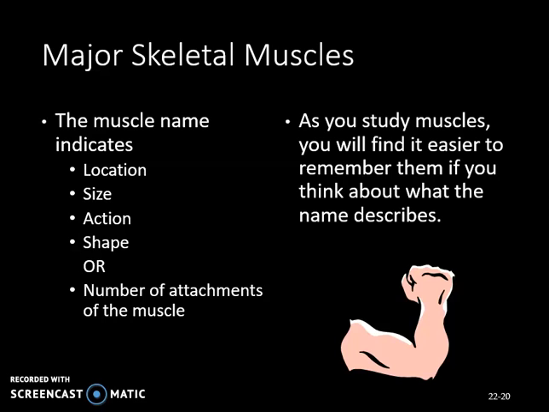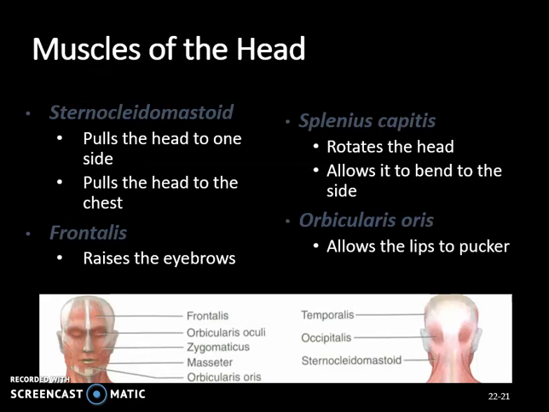In our next presentation, we're going to talk about the different kinds of muscles and the major groups that we have. Oftentimes, muscles are named where they are attached, what action they have, the overall size of them, or the number of attachments. And so let's just dive right into the different types of muscles.